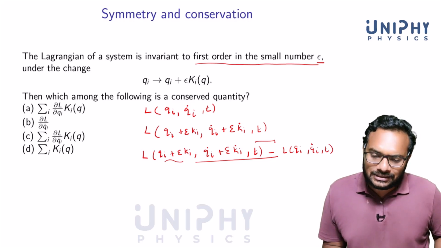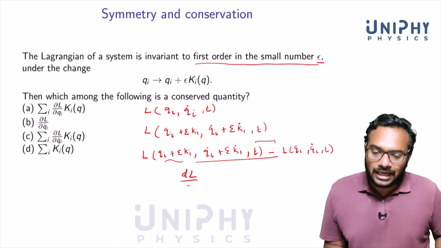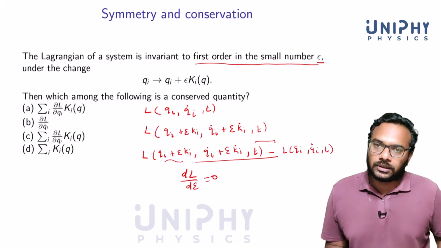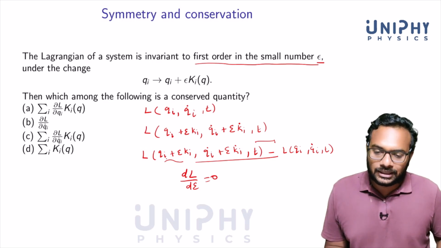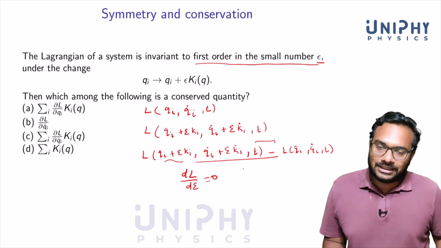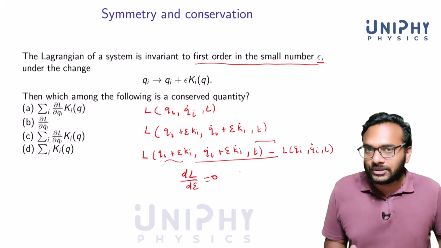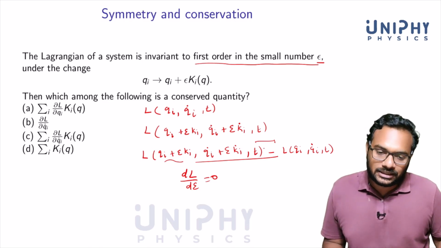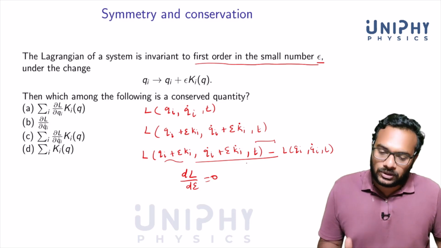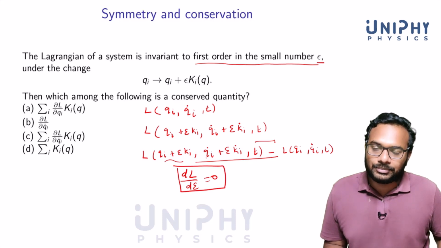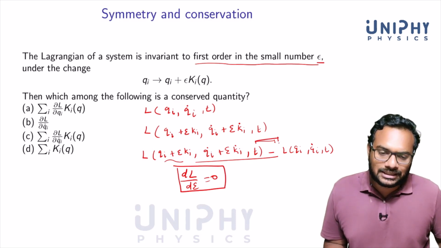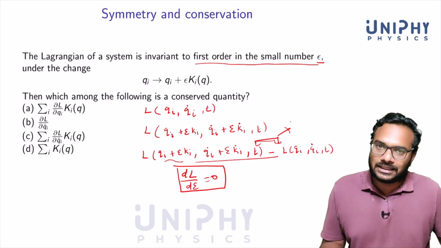Now there's an easier way to do this. We could simply take dL by d epsilon equal to 0. It's equivalent. We can either Taylor expand this and find the difference, and demand that the first order terms in epsilon are 0, or we demand that dL by d epsilon is 0. It's equivalent to saying that dL by d epsilon is 0. All right. Now at home you can try this method, just to convince yourself that it is exactly the same.